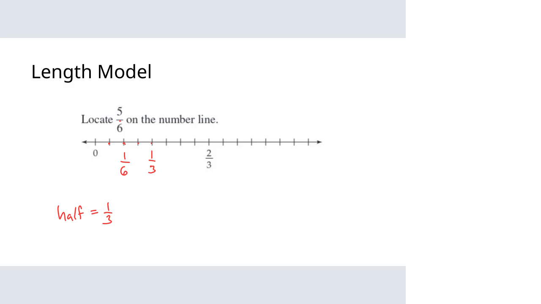All right, so there's 1/6. This would be 2/6, which works with the 1/3. And I go 2 from there, and I would be at 3/6, which I could call 1/2 if I wanted to. Then I'll go 2 more, and that would be 4/6, which is the same as 2/3. And then I'll go 2 more, and that's where 5/6 would be. And that's the thing I was looking for.